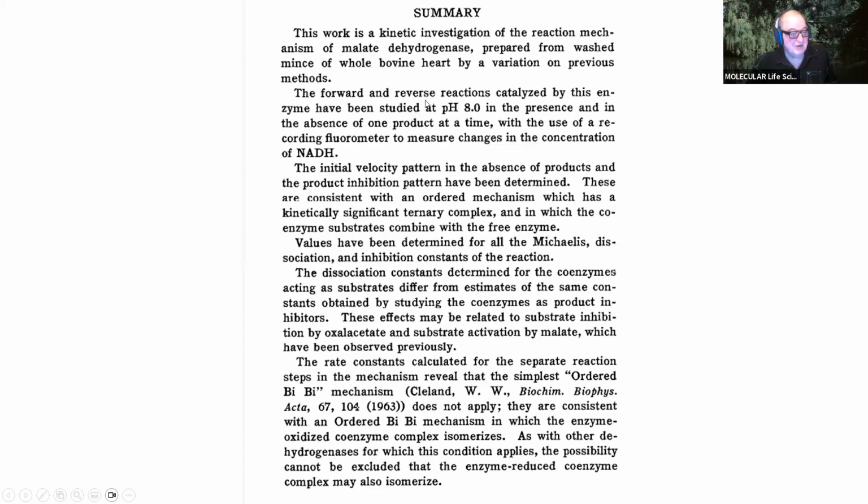Then they say the forward and reverse reactions catalyzed by this enzyme were studied at pH 8, which is pretty typical of what people do today. They use pH 8 as their main reference pH, in the presence and absence of one product at a time. So they're getting into this product inhibition type approach to study the kinetic mechanism.